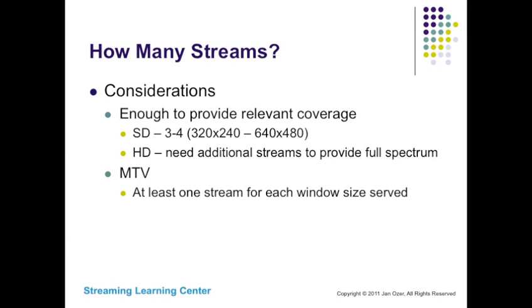So choice one is how many streams do you need? And at a high level, you want relevant coverage. You want to produce enough streams so that every level that you're serving gets a decent quality iteration. If you're starting with SD, 3 to 4 streams is typically necessary. I've done some SD projects where we had 3 streams. They were all encoded at 640 by 480 because the video window didn't change, and we were done with it. I mean, it was a pretty easy situation.